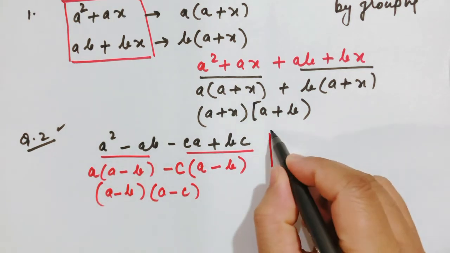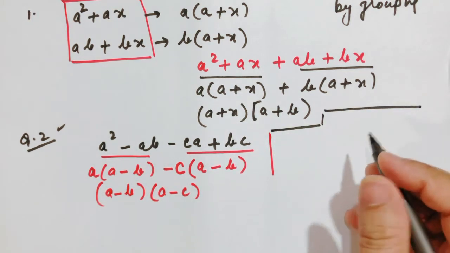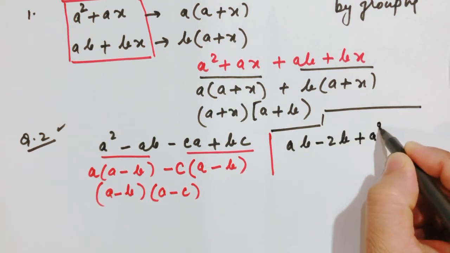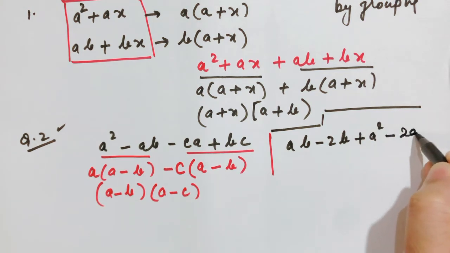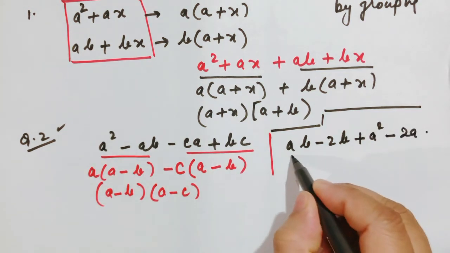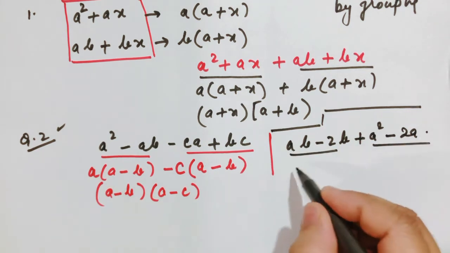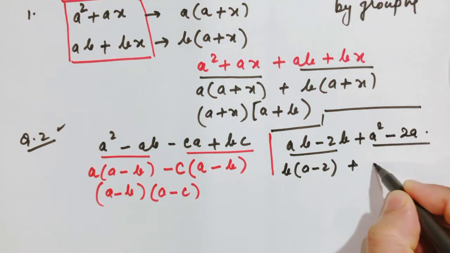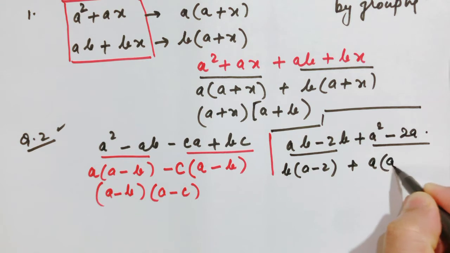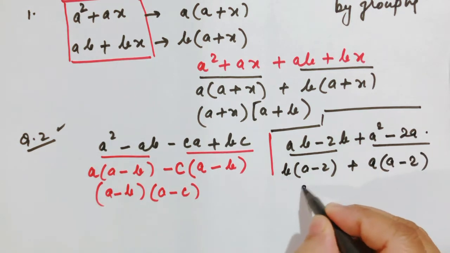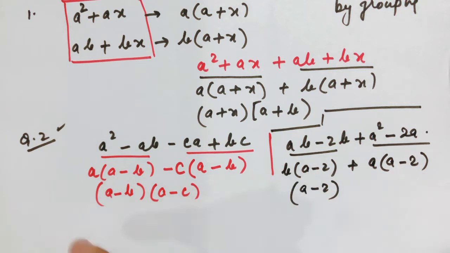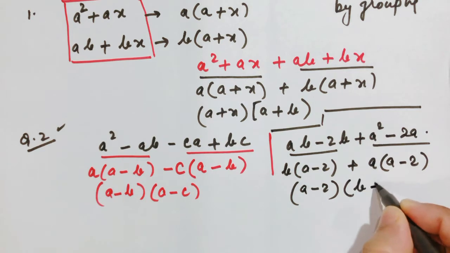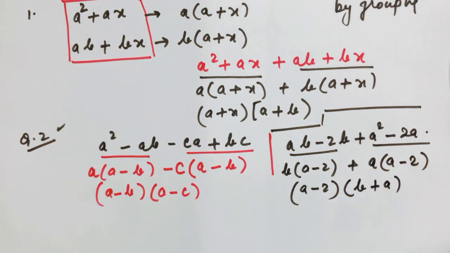Enough space is over here. I hope I will be able to do one of them. So ab minus 2b plus a square minus 2a. Here once again, group a minus 2b and a square minus 2a, you will get b(a minus 2) plus a square minus 2a. In minus 2a you take a common and you will get a(a minus 2) over here. So a minus 2 when taken common, look at this, all are in multiples form. So a minus 2 when taken you will be getting b plus a, or a plus b, it is the same thing, isn't it?